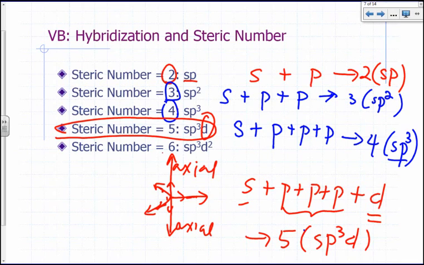And finally, if you have a steric number of 6, you're going to need to hybridize an s orbital, 3 p orbitals, and 2 d orbitals. So the hybridization is sp3d2.